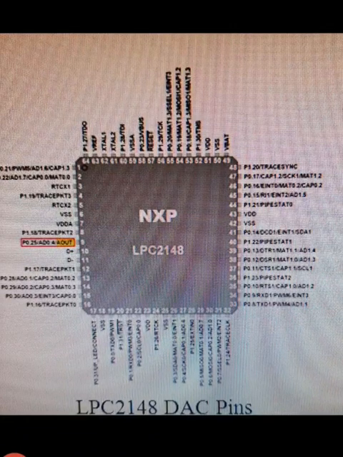The next article is the LPC 2148 digital to analog converter. That means the LPC 2148 DAC. Digital to analog converters (DAC) are mostly used to generate analog signals, that means the sine wave, triangular wave from the digital values.